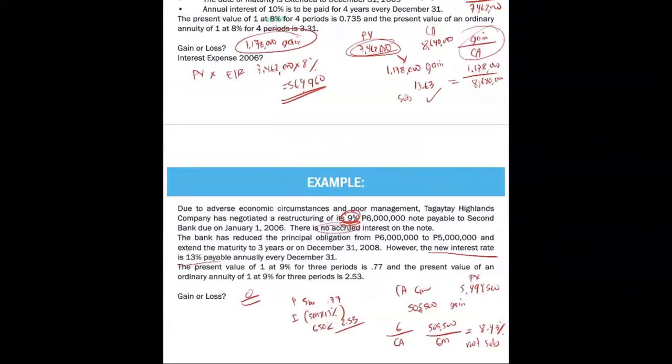So that's it for our compound financial instrument and debt restructuring. If you have questions, feel free to chat them.